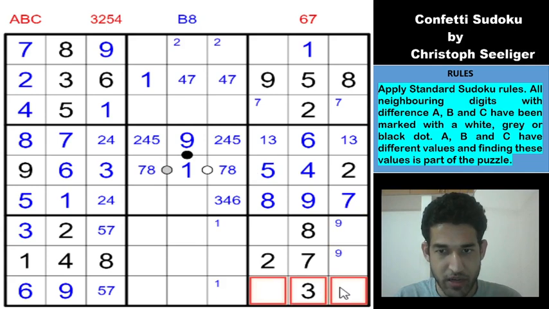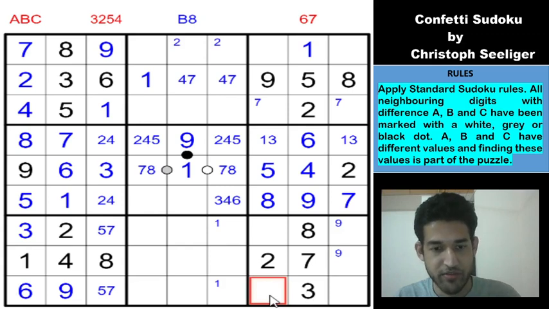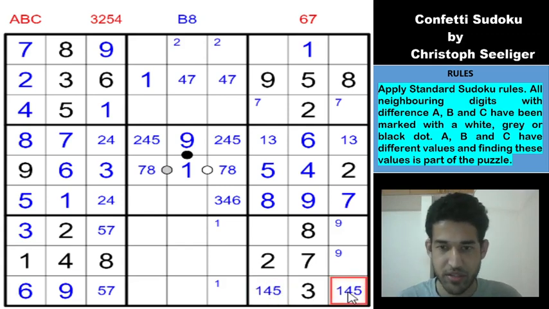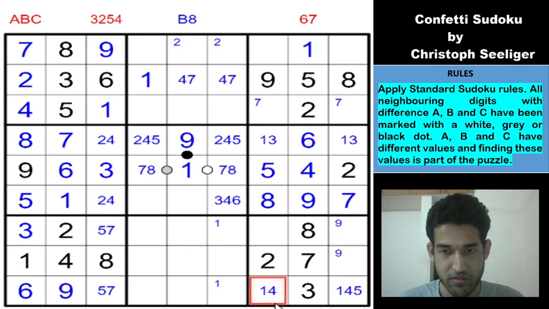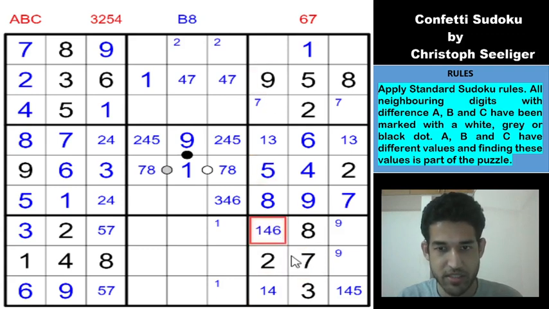So 6 also can't go into row 9, right? Because 6 is here, which means these two cells can only be 1, 4 or 5. 6 and 9 not possible, and 2, 3, 7, 8 are not possible. But this cell can't be a 5. So this is 1 or 4. And let me look at this cell. This can't be 2, 3, 7, 8, 5 and 9. So this is going to be 1, 4 or 6. And 1 is ruled out because it's near the 8. So it's going to be 4 or 6.